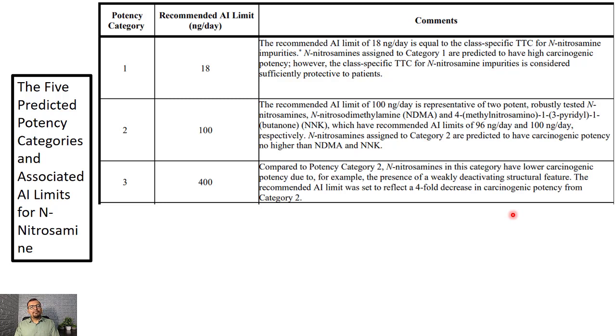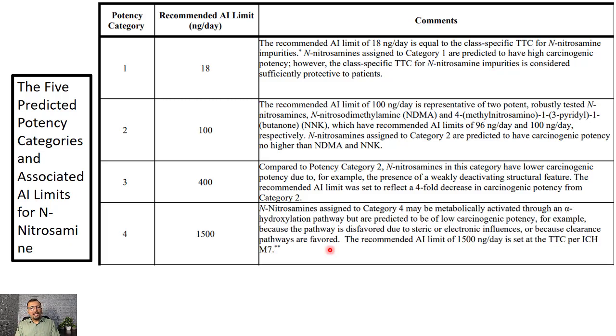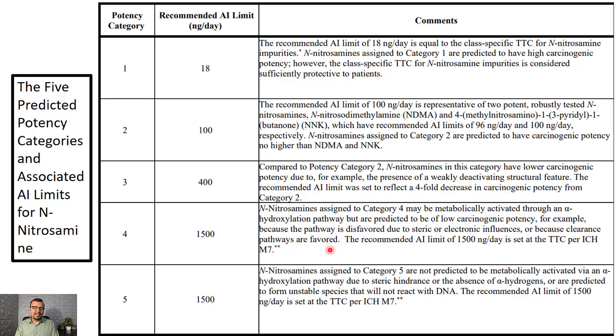In case your compound falls under potency category number 3, then the recommended acceptable intake can be about 400 nanograms, which is almost 4 times that of category 2. And from category 4 onwards, the acceptable intake is going to become 1500 nanograms per day. And the same is applicable for category 5 too.